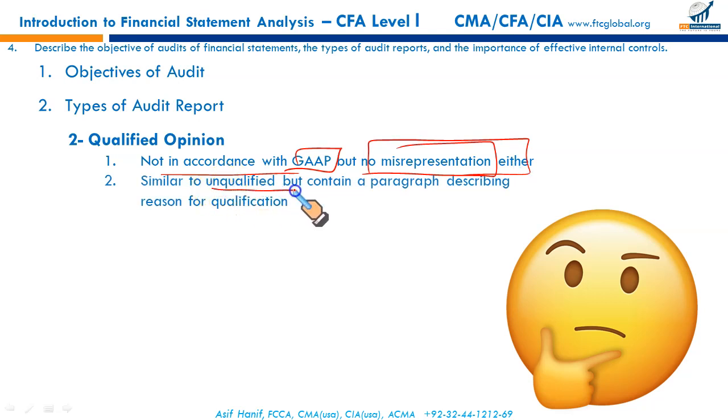It is similar to unqualified opinion, but with a paragraph describing the reason for qualification, why I do not agree with certain numbers on the balance sheet, on the income statement. So you need to give a paragraph explaining your reasons of disagreement. This is called a qualified opinion.